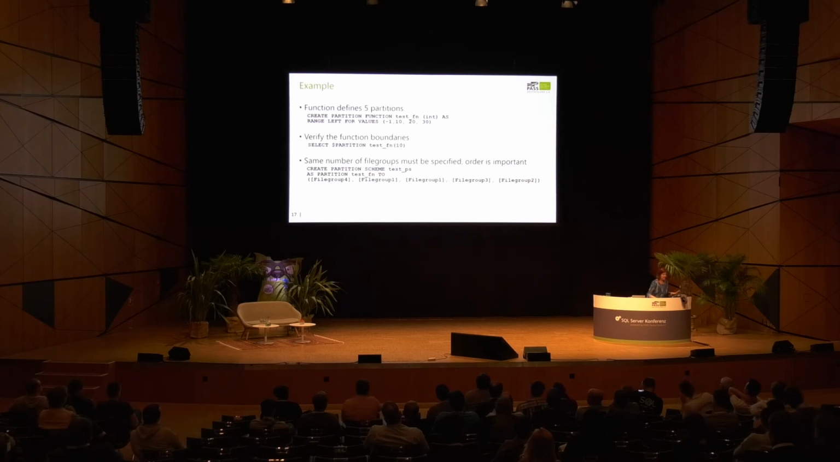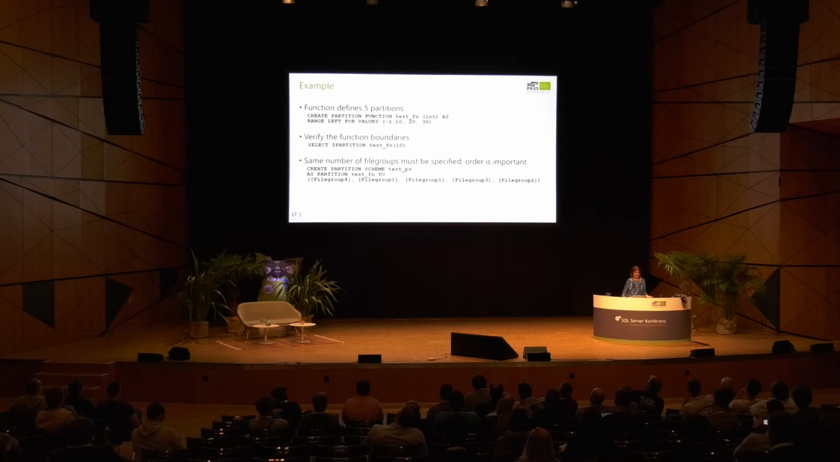Now, we don't have a table yet. We don't have any data yet. Creating a partition function just creates some abstract values that are boundary points. We have to then create the partition scheme, which is at the bottom of the slide, and you can see it's just a list of file groups. These file groups must exist. If I have not created a file group, I'll get an error with this create partition scheme command.